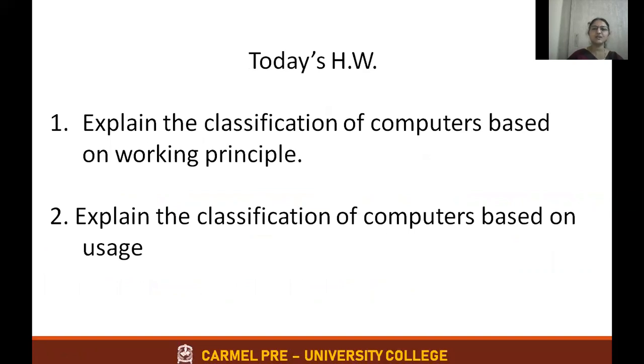Explain the classification of computers based on working principle. It's a 5 marks question. It's a very important question. Write down in your book as important, or you can put a star mark. It's 5 marks, and many times they have asked it in the exam. You need to explain what analog computers are and their features, the first 3 slides I explained about analog, digital and hybrid computers. No need to write the differences. Then explain the classification of computers based on usage, just general purpose and special purpose. So this is the homework for you.